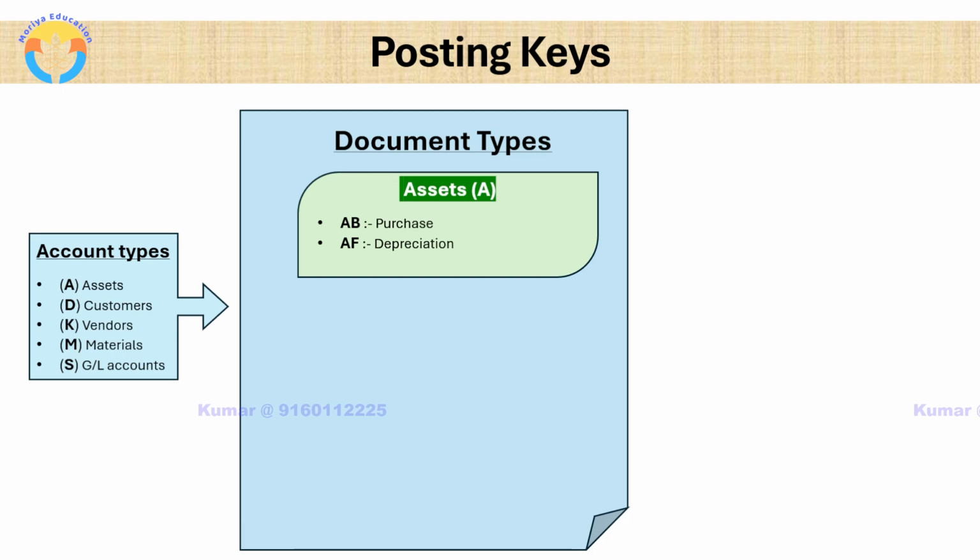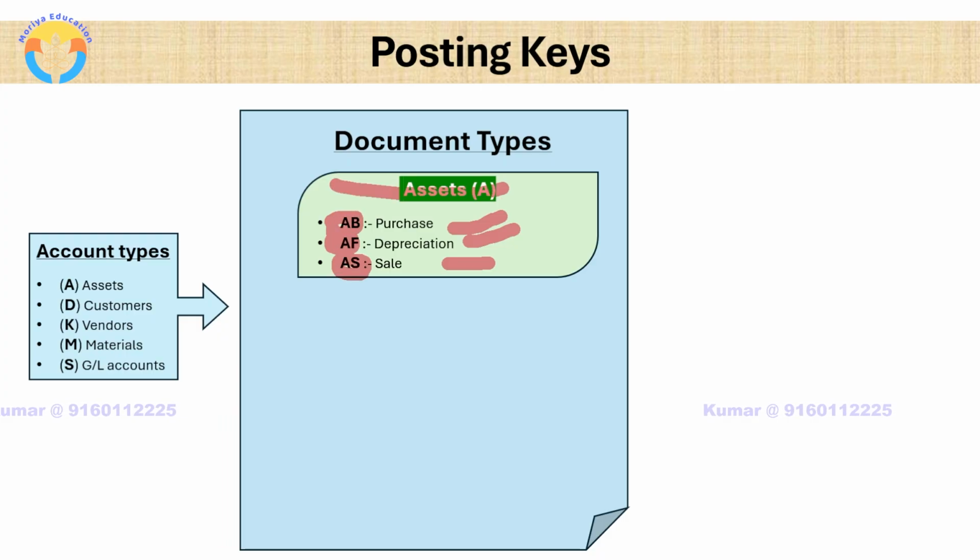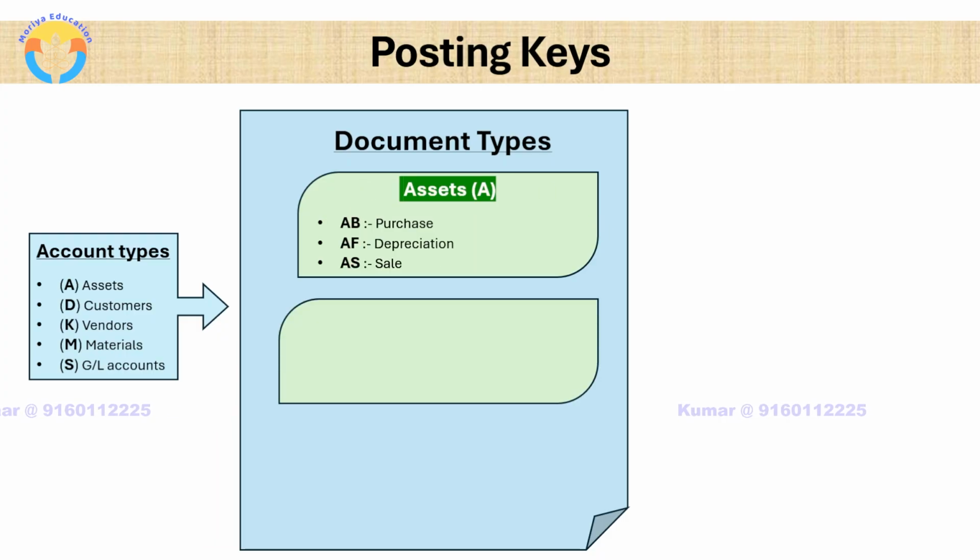Same car, I am depreciating it. What is the document type? A. The car is the same. I am purchasing the car. Same car, I am depreciating. And same car, after 10 years, I am selling. The car is the same, but the transaction is different. That's why there is a different document type, if it is assets.